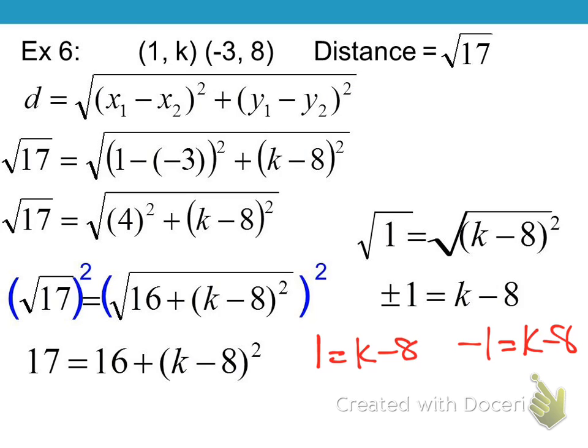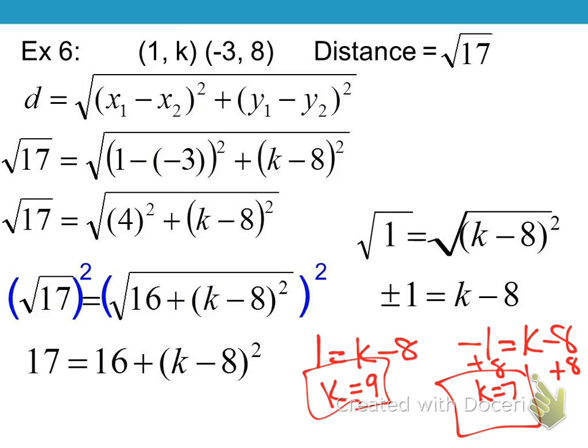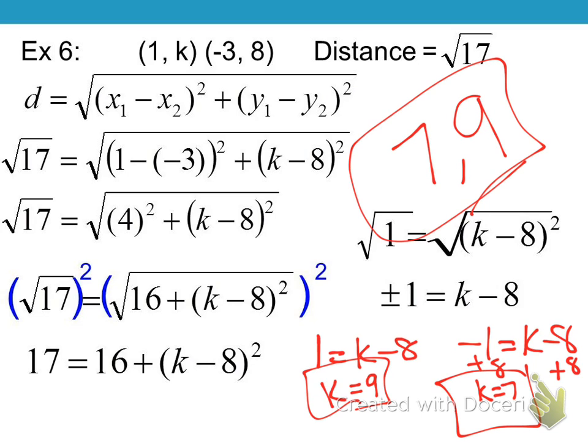All right, so what's our first k? 9. And then back here, when you add 8, what do you get? 7. So our two k values that are going to work here are 9 and 7. All right, any questions?